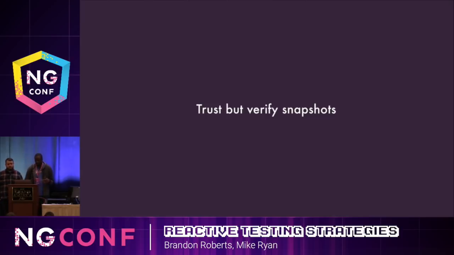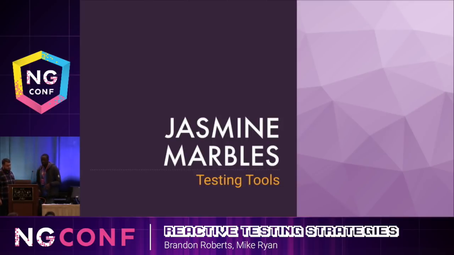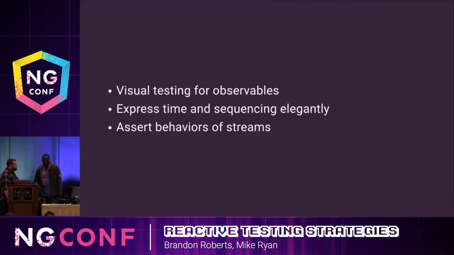So now that we've covered Jest, the next tool we'll talk about is Jasmine Marbles. So this is a node package that's going to integrate with the RxJS test scheduler, and that's going to allow you to write Jasmine tests that allow you to assert against the behavior of observables. And it gives you a couple of important features. Jasmine Marbles lets you visually test observables by writing diagrams that describe that behavior. And these diagrams are really important. They're going to allow us to express time and sequencing really elegantly, and this is essential to test complex effects. It also extends the core set of Jasmine matchers to let you make assertions against the behavior of these observables.